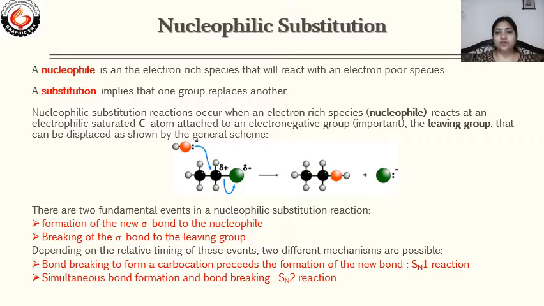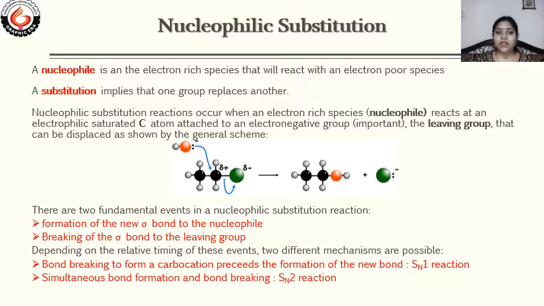Nucleophilic substitution reactions are made of two words. The first one is nucleophilic, which is related to the nucleophile, and the second word is substitution. A nucleophile is an electron rich species, as we have already discussed, and it will react with an electron poor species. Similarly, substitution implies that one group replaces another group. One group substitutes the other group.